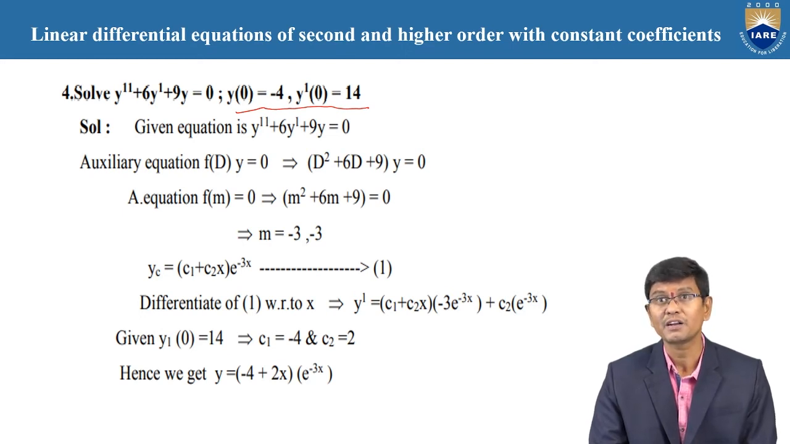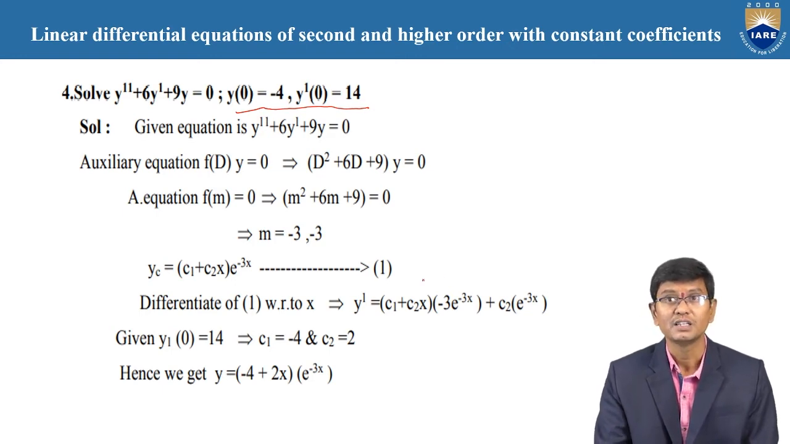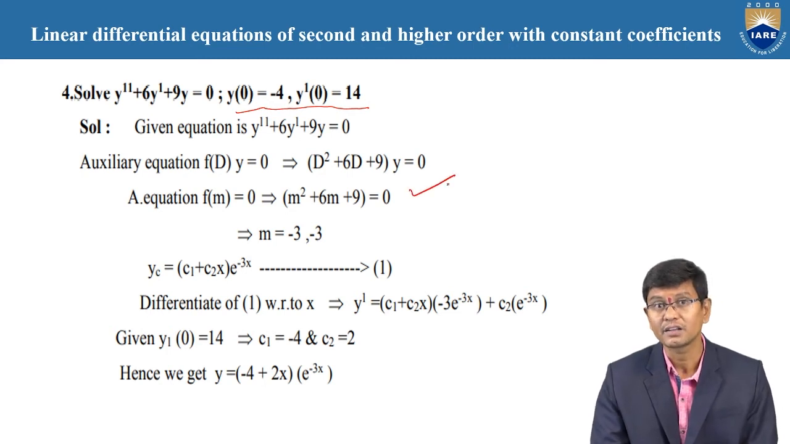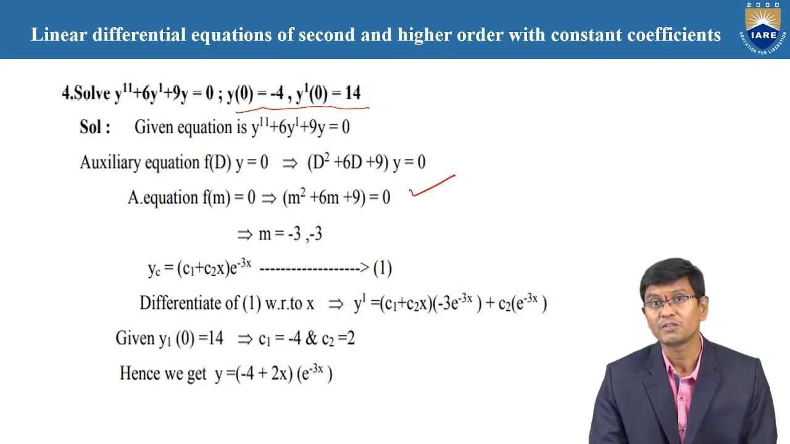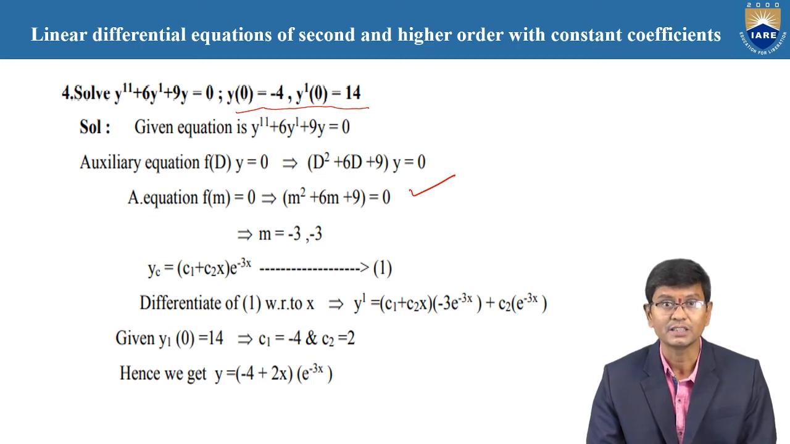Therefore, the operator form is (D^2 + 6D + 9) y = 0, and the auxiliary equation is m^2 + 6m + 9 = 0. Here the equation is of second order. Therefore, while solving this equation we get two solutions, which are clearly m = -3, -3. And here the roots are repeated.